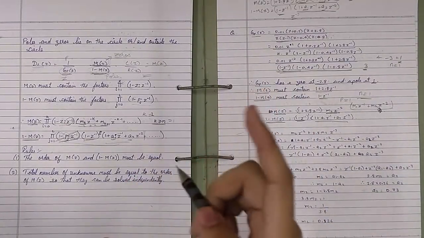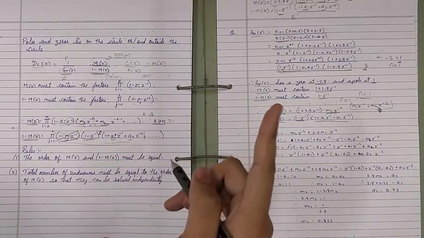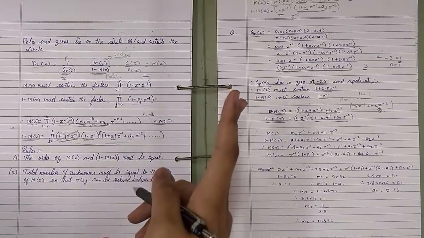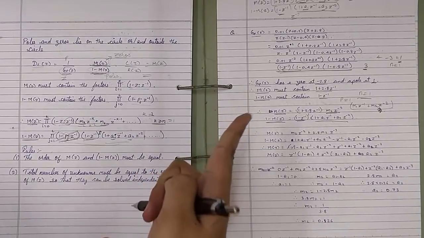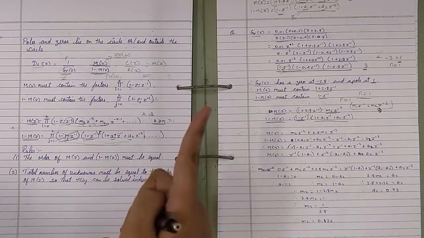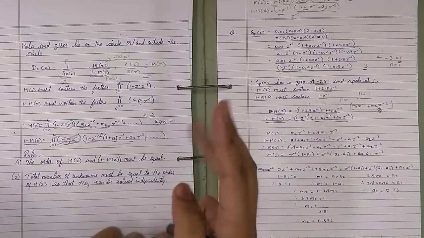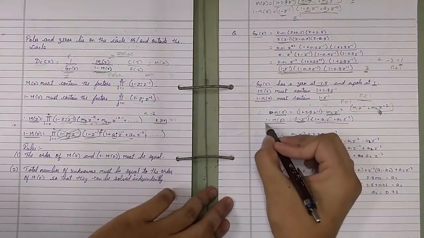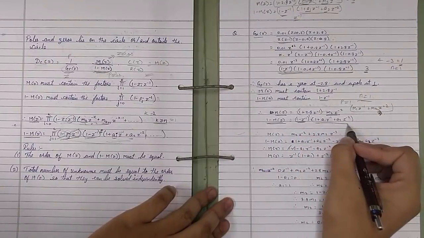Rule number 1, both of their orders should be same. M of z and 1 minus m of z, both of their orders should be same. Second, total number of unknowns and the order should be same. So I know that order is 3, so my total number of unknowns should also be 3. I know that in the 1 minus m of z, I get order 3.